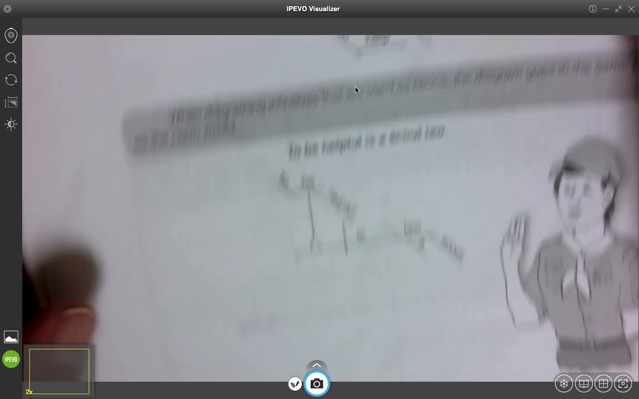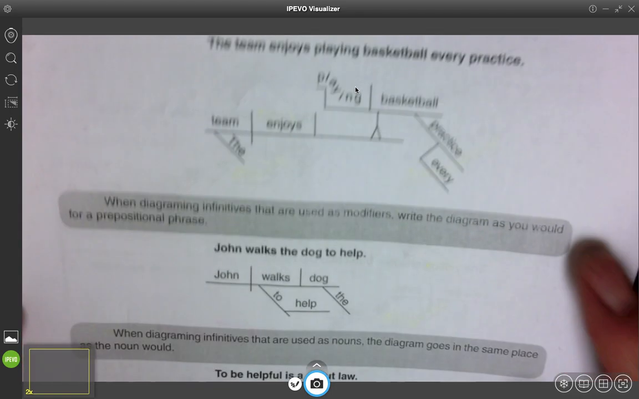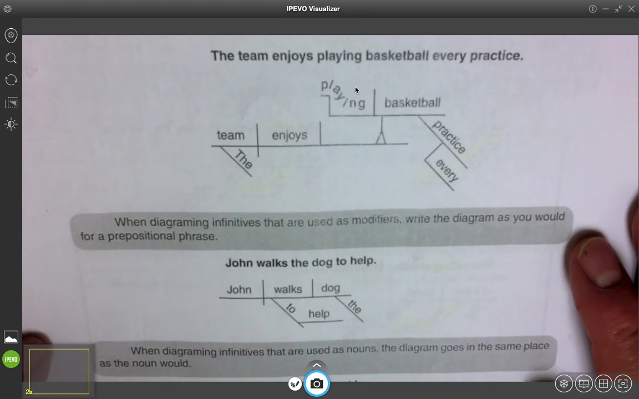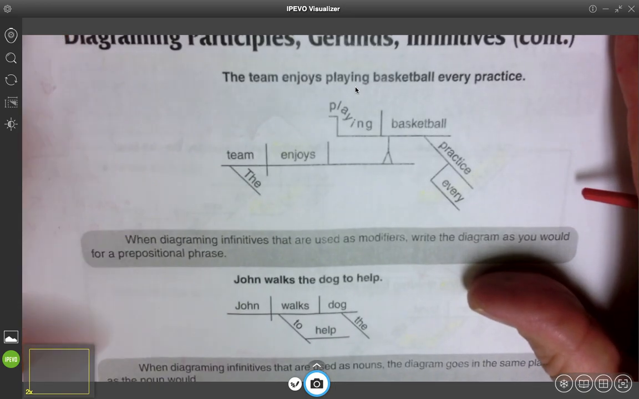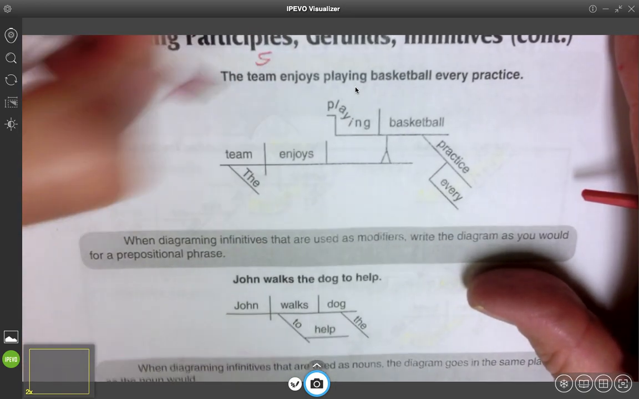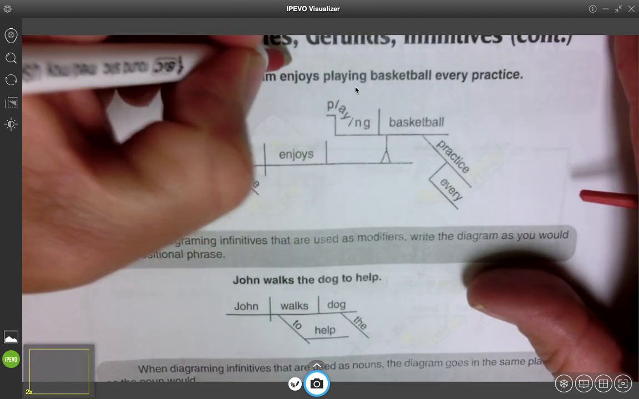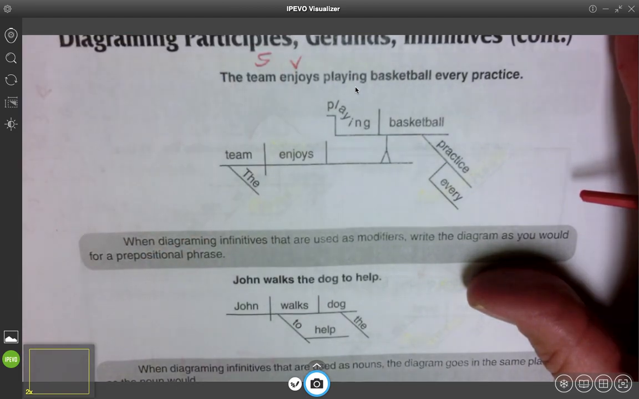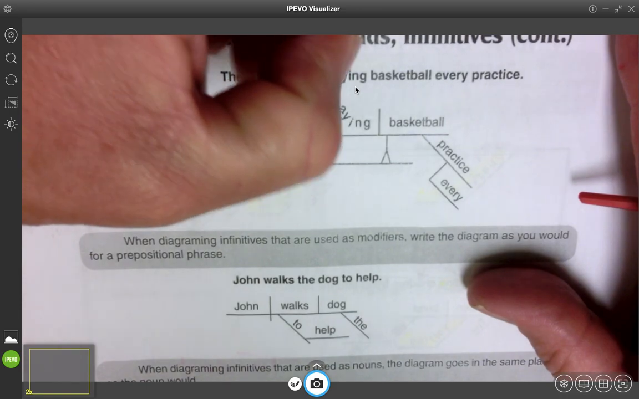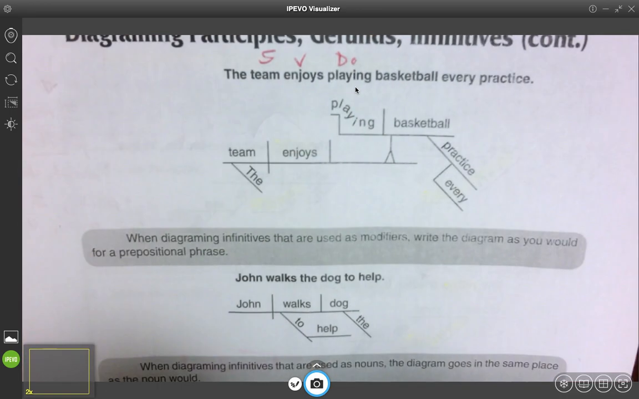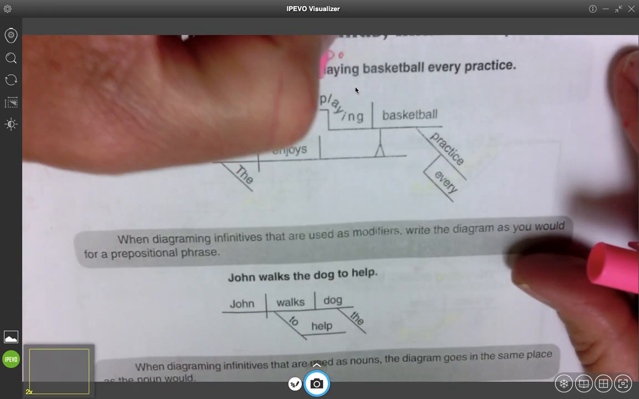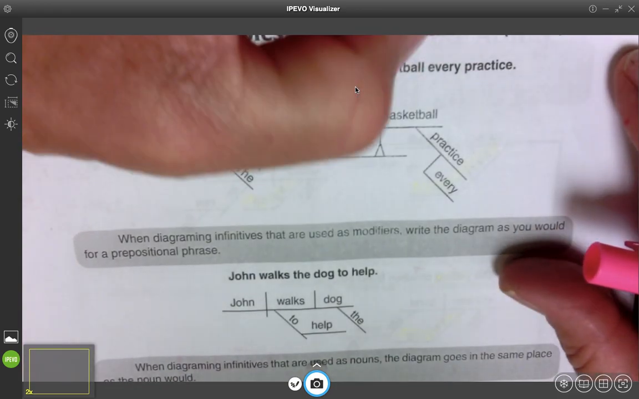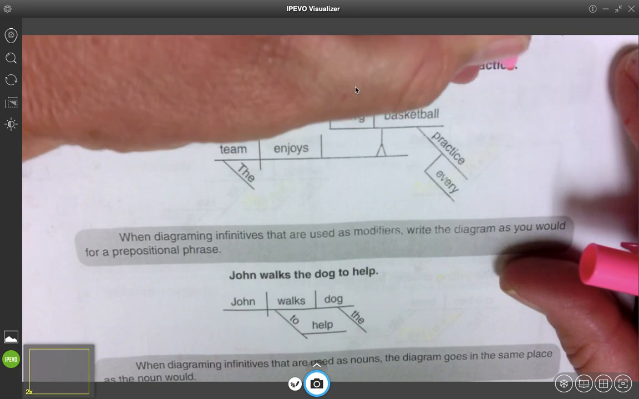On the top of the back page, subject, team. Verb, enjoys. Direct object. This is going to be my gerund, and the phrase that is going to go with it.